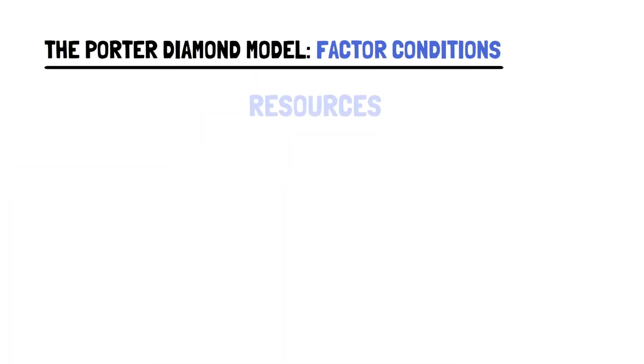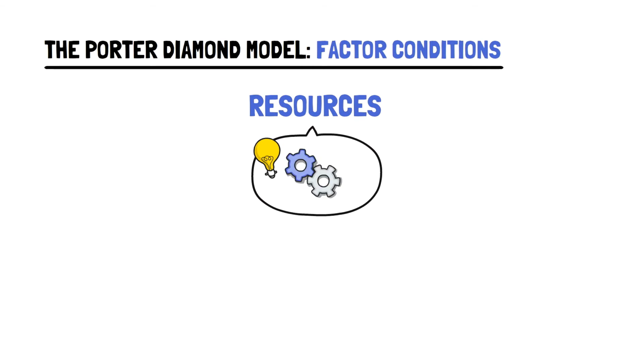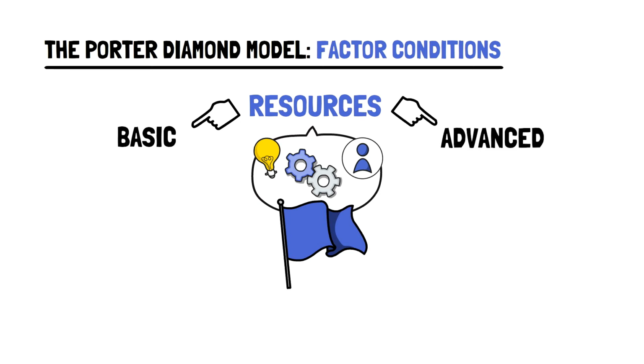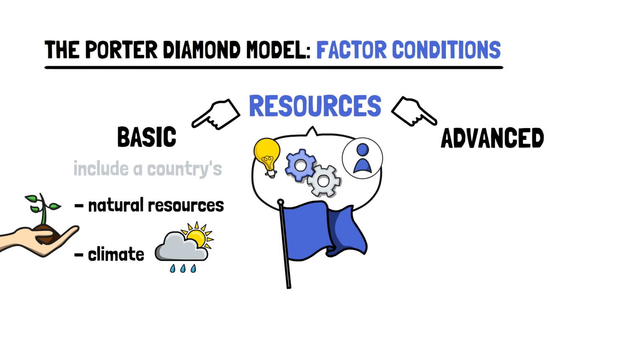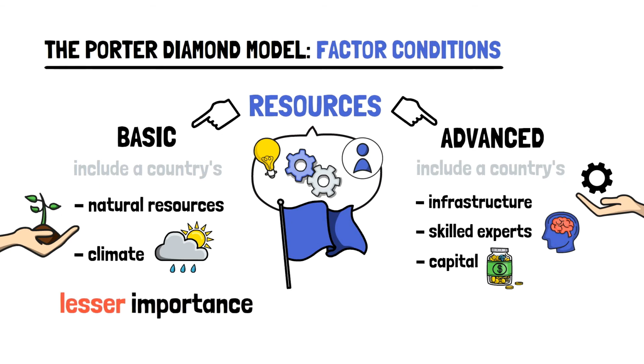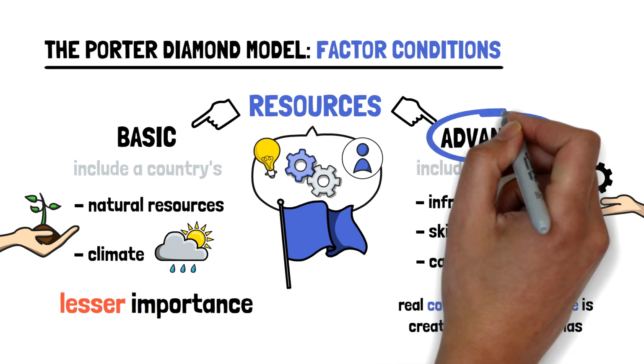This determinant refers to the resources that may or may not be present within a nation. These resources can be classified into 2 subcategories: basic and advanced. Basic resources include a country's natural resources, climate, etc., whereas advanced resources can include factors like infrastructure, skilled experts, and capital, for instance. According to Porter, basic resources are of lesser importance as compared to advanced resources, and real competitive advantage is created when a nation has advanced resources.